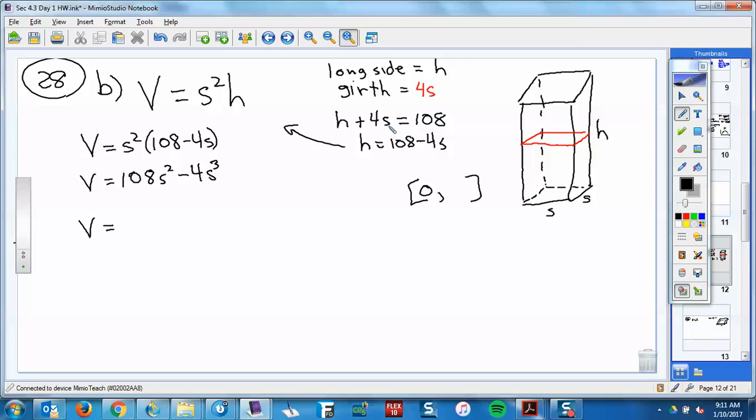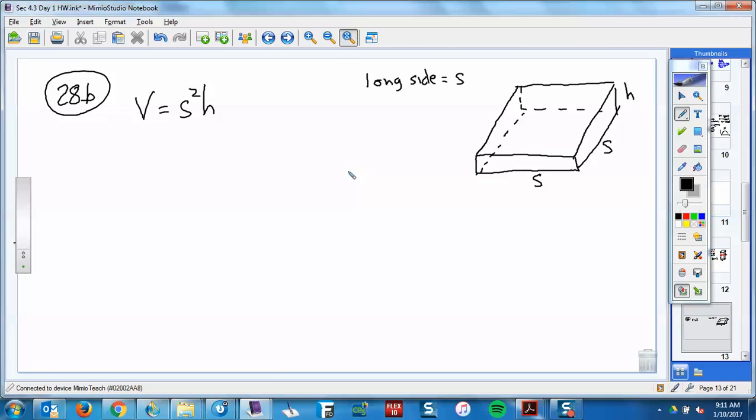108 divided by 4? 108 divided by 2 would be 54. Divided by 2 again, it would be 27. So your endpoints would be 0 and 27. Okay, now you can go from there, right? We can do v prime, we can set it equal to 0. You can get the rest of that. Okay, let's go back to this side real quick.